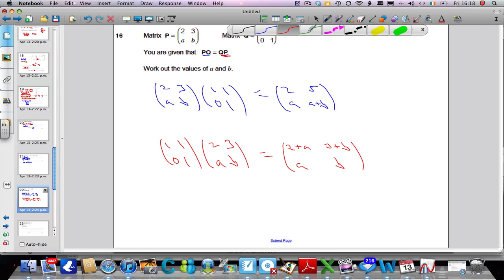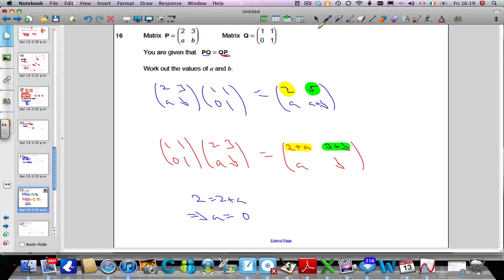Okay, so corresponding elements of these two matrices are the same. So the 2 must be equal to 2 plus A. So 2 equals 2 plus A, that implies that A is equal to 0. And also 5 is equal to 3 plus B. So I can say 5 equals 3 plus B. That means B is equal to 2. So A is 0 and B is 2.